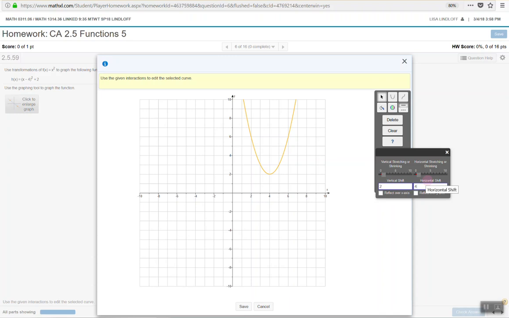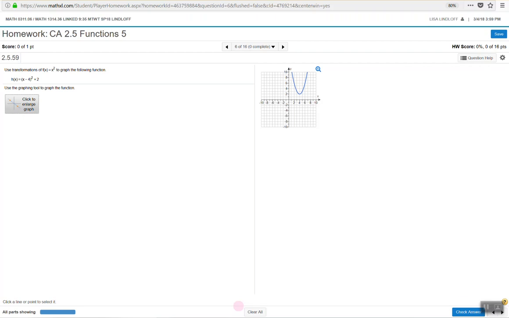Okay, so I know that minus 4 means shift it 4 units in the positive direction, which is to the right, and a plus 2 means shift it up. This should be our graph. I will save it, and I will check it, and we are correct. So enter the number with the sign that indicates the direction you want it to go.